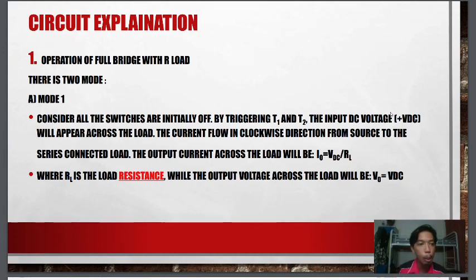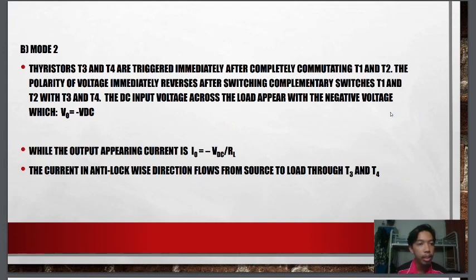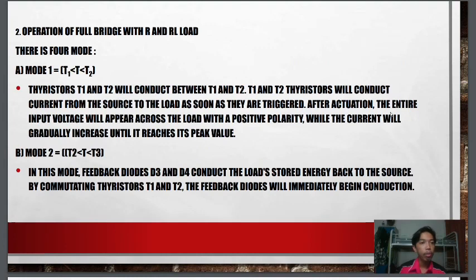Mode 2: transistors T3 and T4 are triggered immediately after completely commutating T1 and T2. The polarity of the voltage immediately reverses after switching. T1 and T2 are complementary to T3 and T4. The DC input voltage across the load appears as a negative voltage, which is Vo equal to negative VDC.